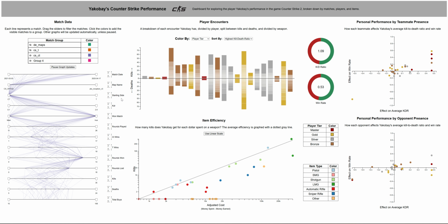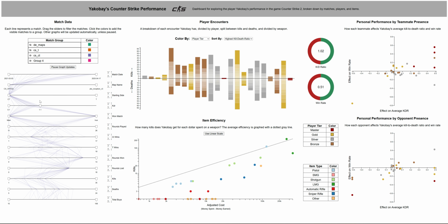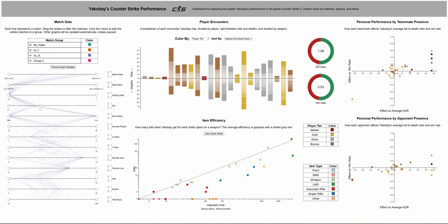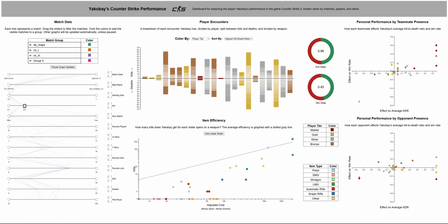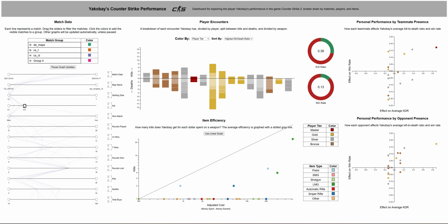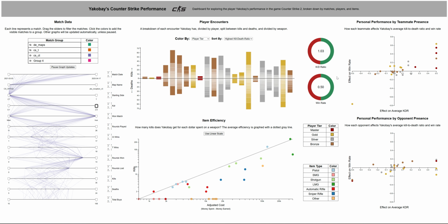So if we continue from this example, I know I'm on the CT side and I want to start on the Ts. And in this scenario, the rest of the graph has been changed based on what I chose in the parallel coordinates plot, just to demonstrate that quick. If I lower my KDR down, you can see the average KDR decreases. If I bring it back up, it goes up again.